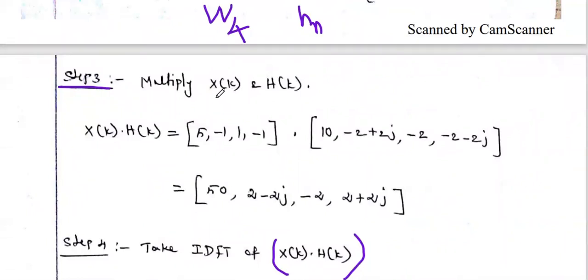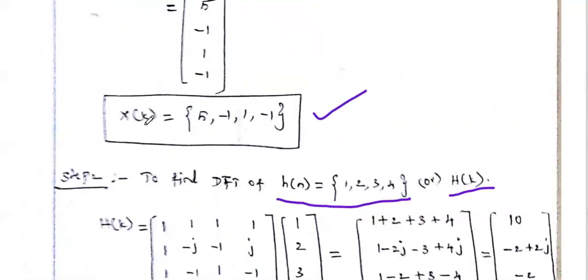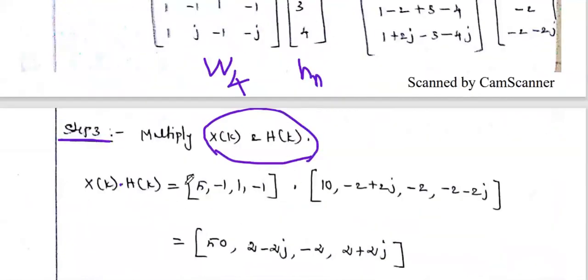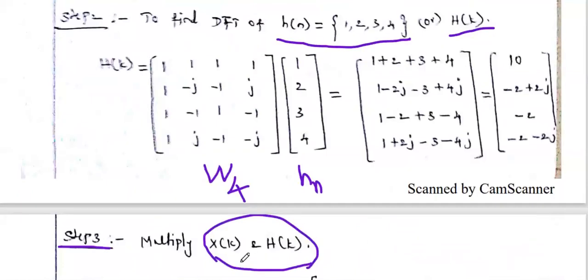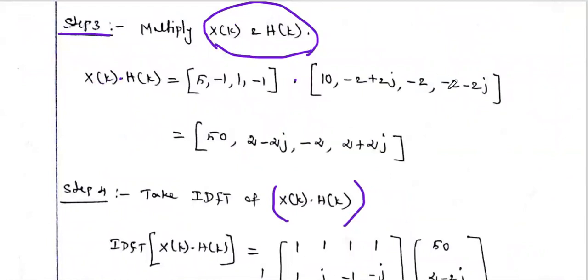After calculating x of k and h of k, we just multiply these two DFTs. So x of k multiplied with h of k. What is the x of k value? As per the first step, the x of k value is 5, minus 1, 1, minus 1. This is multiplied with the h of k value, which is 10, minus 2 plus 2j, minus 2, then minus 2 minus 2j. This is not a matrix multiplication, just element by element multiplication.